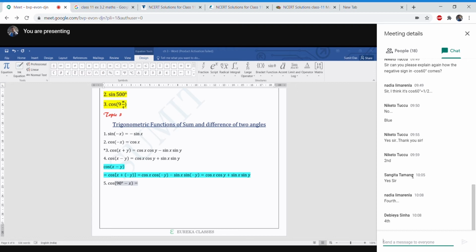Cos 90 minus x, fast. Sine what? This is class 10, you learn this formula, cos 90 degree minus x. This is the complementary angle in class 10. You will have learned this in the trigonometric chapter. Let me know, sine what? Sine 90 degree.